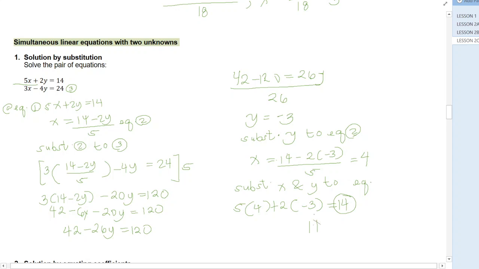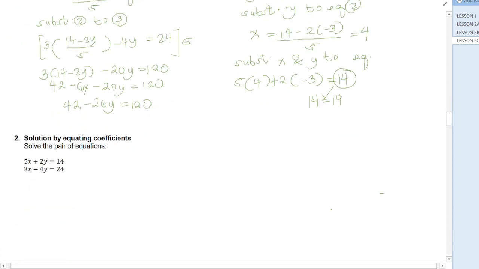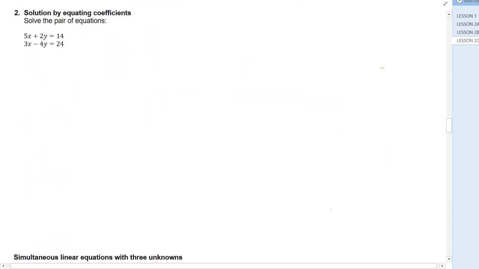So 14, that is 14 is equal to 14. So the values of our x and y is correct. Okay, so solution by equating coefficients. So we are done with substitution.